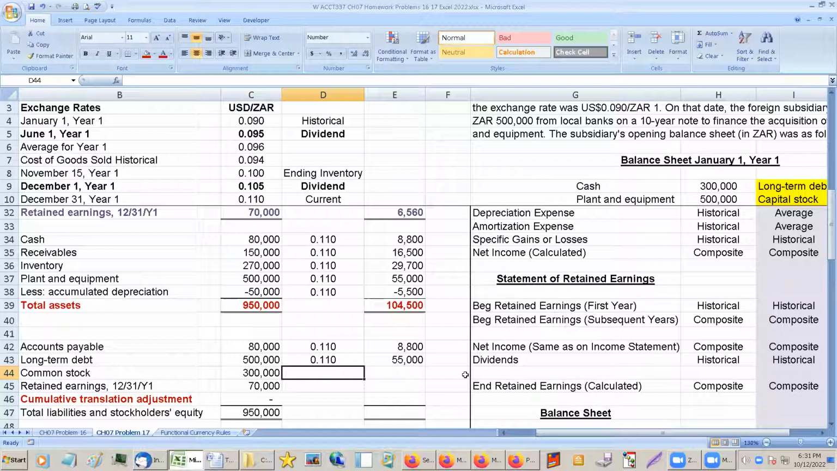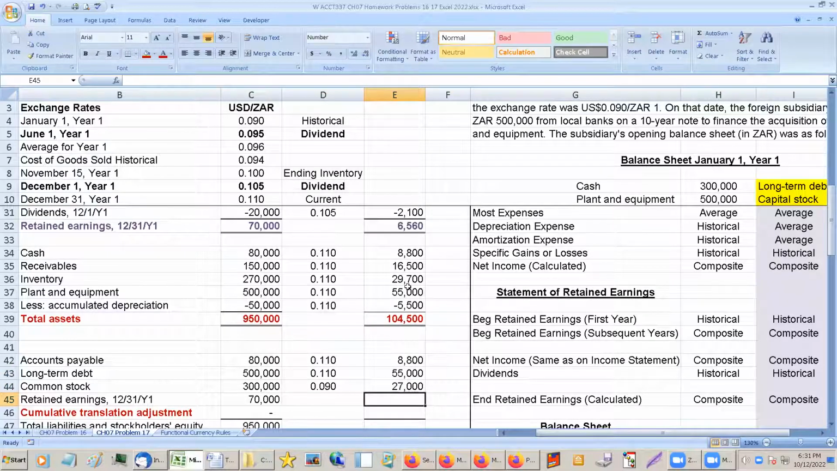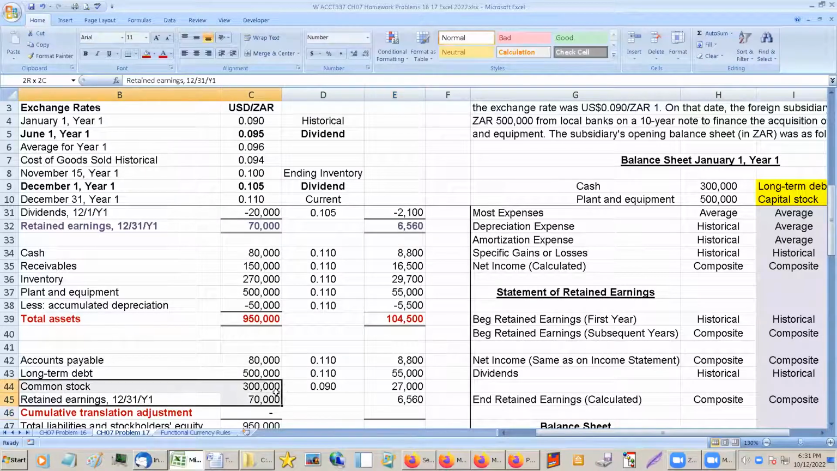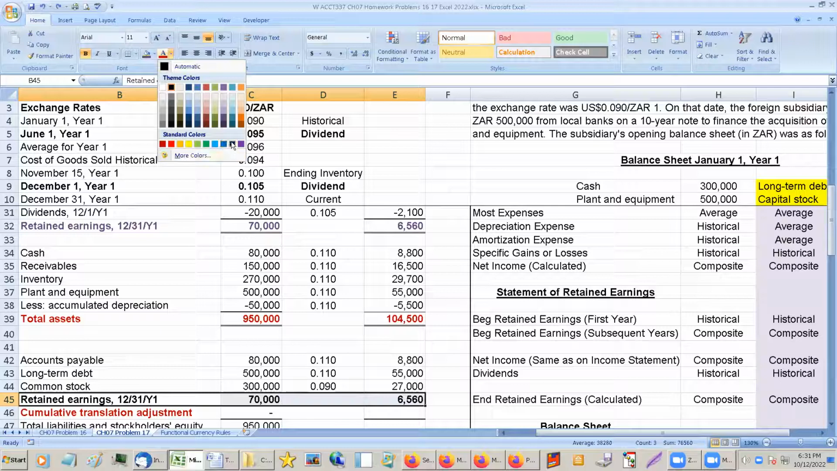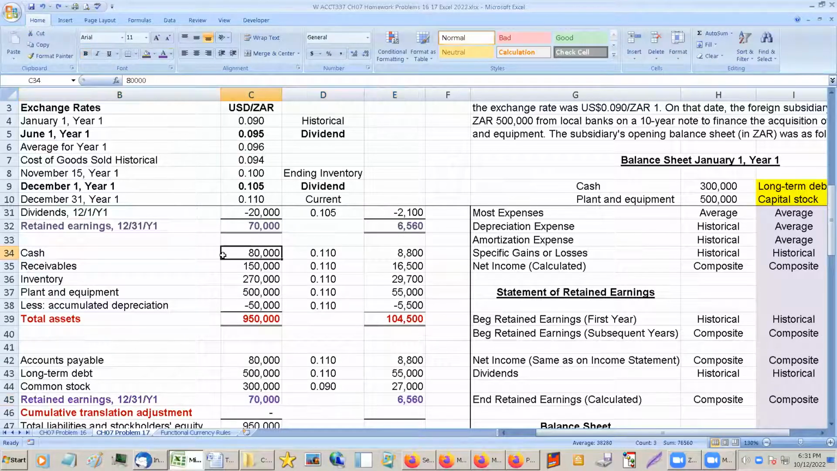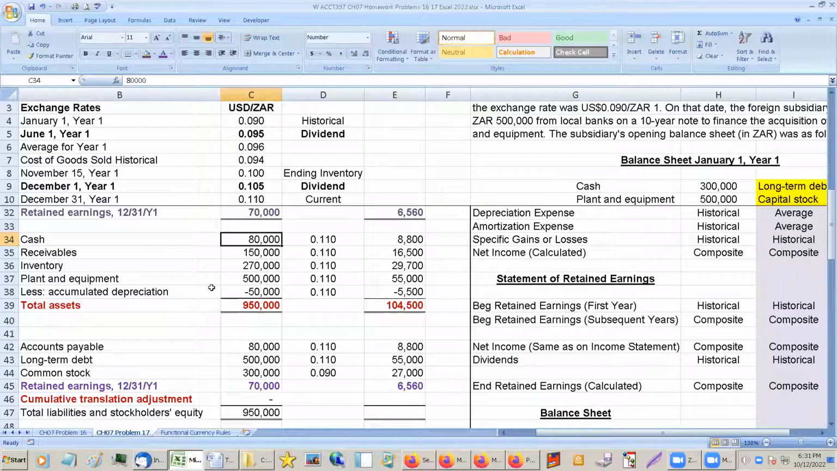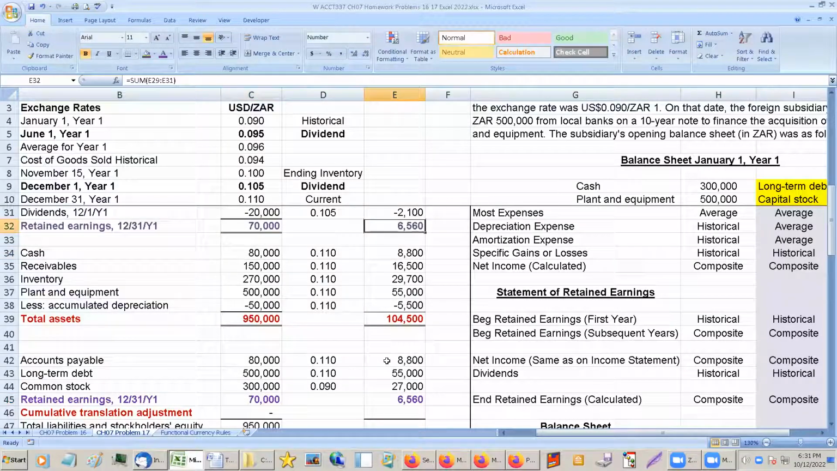Okay, which one's a historical? Oh, I got it marked. Make that leap that you guys know how to read. So, all right. So any retained earnings is this. Again, that's just bringing it down from up here.